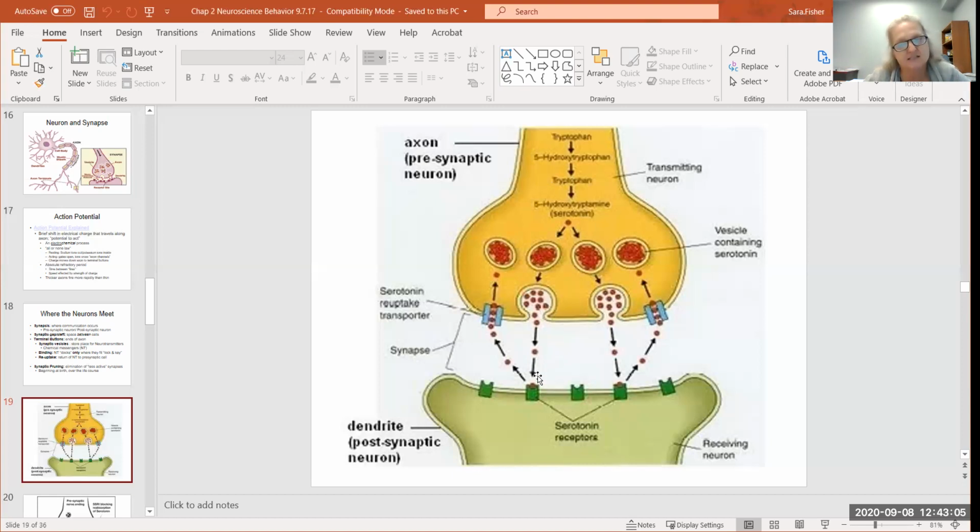They float across to the other side, and they bind. When they bind in the next place, then they carry on that electrical chemical process again, and it continues moving on. They bind, and then they release. They do their little piece.